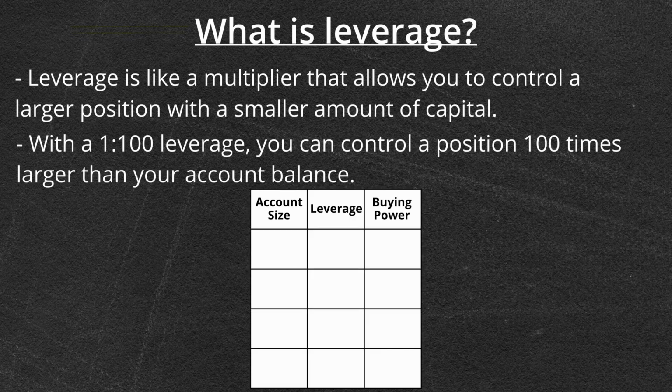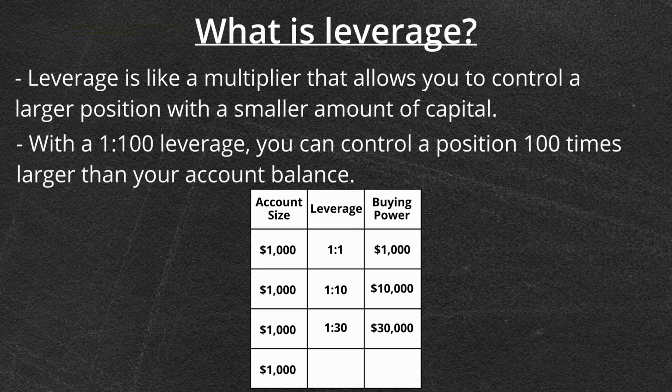Here's an easy example to visualize this. If we have $1,000 we're using to trade, with a 1-to-1 leverage we have $1,000. With a 1 to 10 leverage we have $10,000, 1 to 30 we have $30,000, and 1 to 100 we have $100,000 of margin or buying power.